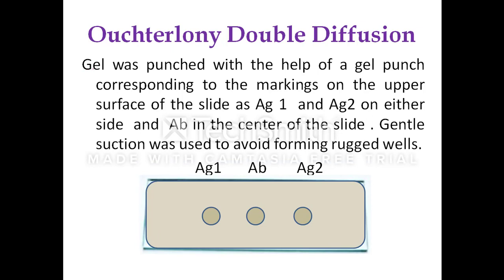After 20 to 30 minutes of solidification, the gel was punched with the help of a gel punch corresponding to the markings on the upper surface of the slide as antigen 1, antibody and antigen 2. So the antibody well will be made at the center, and antigen 1 and antigen 2 will be on either side of the antibody well. While making the well and removing the cut gel piece, gentle suction was used to avoid forming rugged wells. If the well is broken here and there, spilling of the solution takes place, and uniform diffusion will not take place.